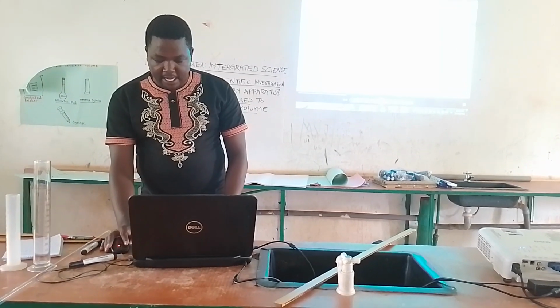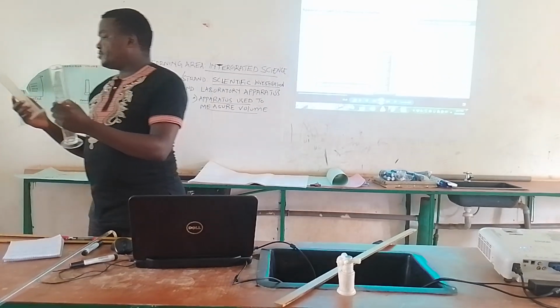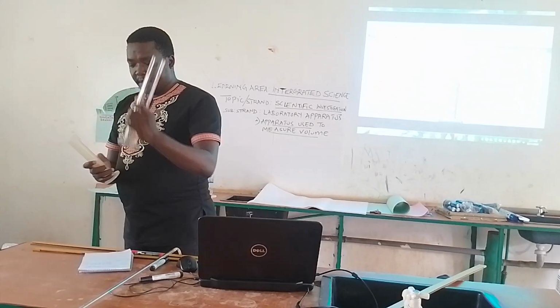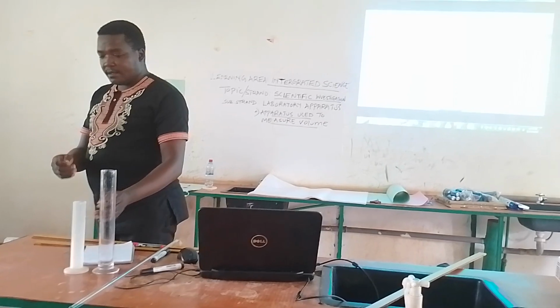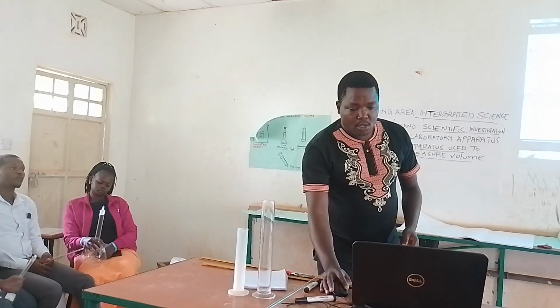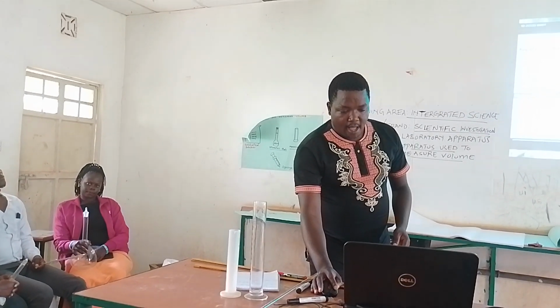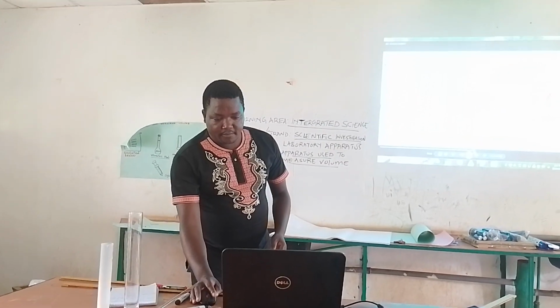The measuring cylinder, like this one. You see? This one can measure up to 100 mils. This one can measure up to 250 mils. We still have other small ones for 50 mils and other small ones for 10 mils, depending on the amount of solution we want to measure. That is a syringe, also used to measure liquids, and in advanced laboratories, also used to measure volume of gases.